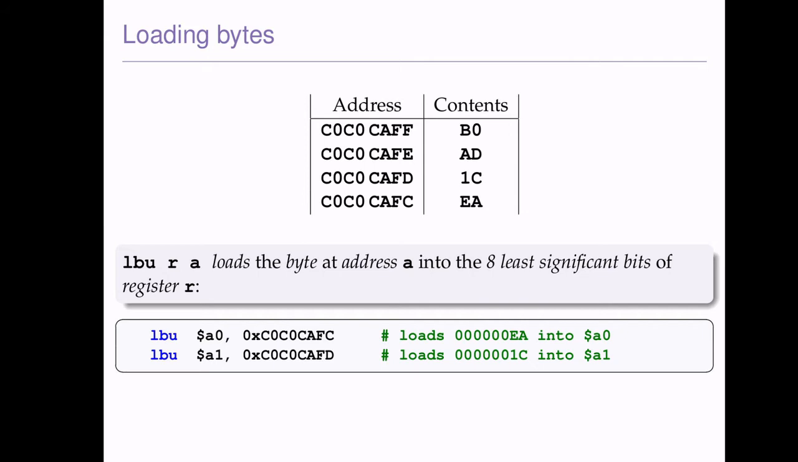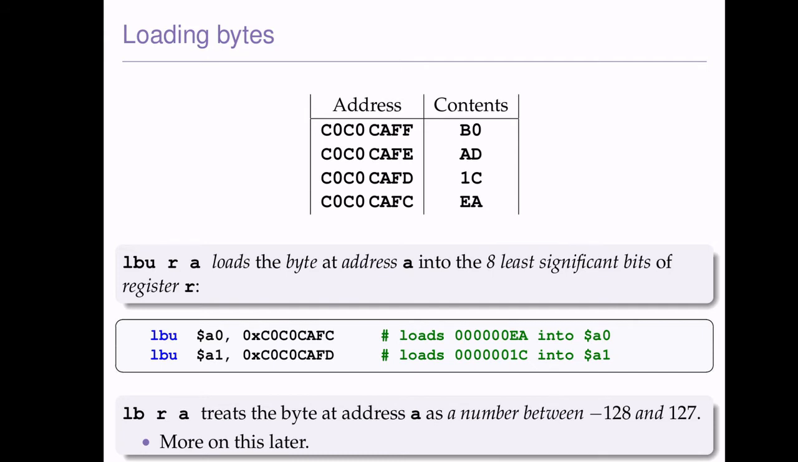And so if we were to do the same with CocoCaf D into A1, then we'd look at CocoCaf D and see that the contents of that address are 1C, and we would load 1C into A1, again extending with zeros. Now you might think that load byte is the right instruction to use, but it expects a signed number and it extends the sign of the number, which is something we'll get onto later, but for now I would stick with load byte unsigned. It will always extend with zeros, so it won't change the value that you're using.